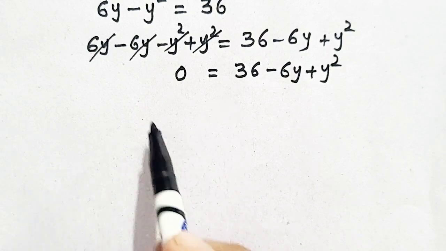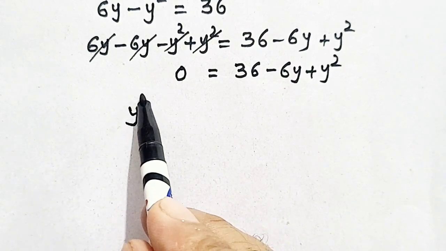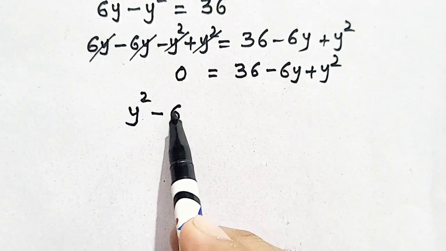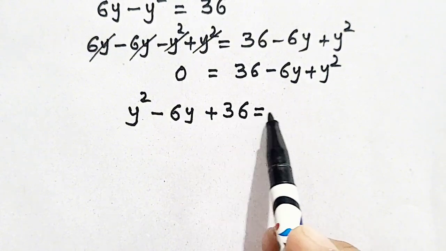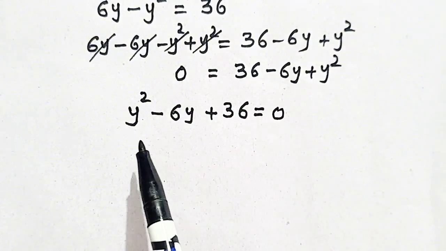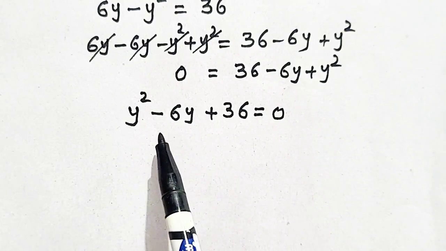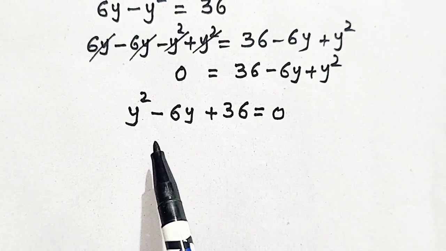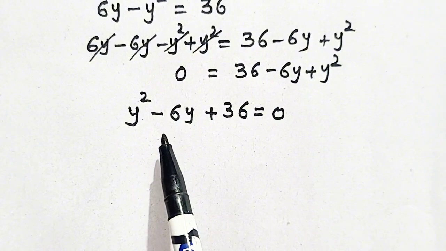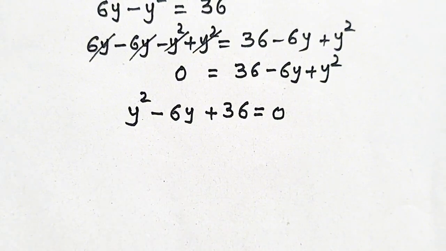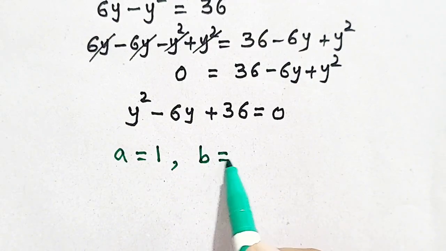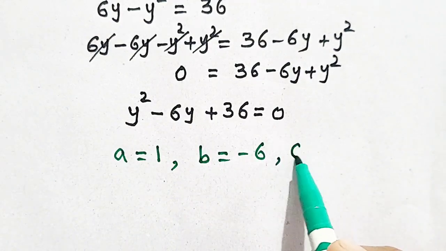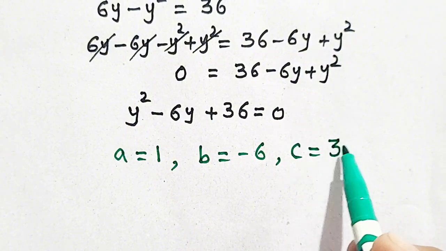Now we will arrange it. We can write it as y squared minus 6y plus 36 is equal to 0. We can't make factors of this equation, so we have to use the quadratic formula. Here the value of a is 1, the value of b is equal to minus 6, and the value of c is equal to 36.